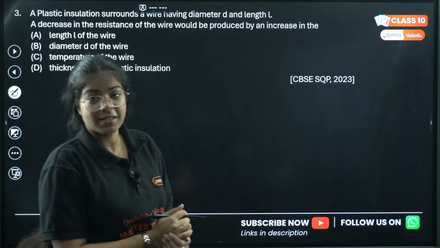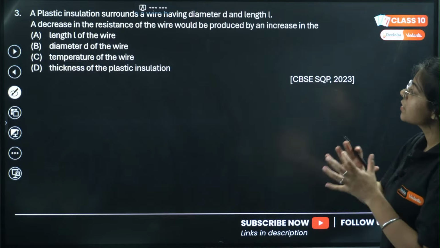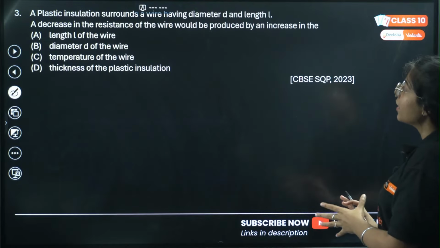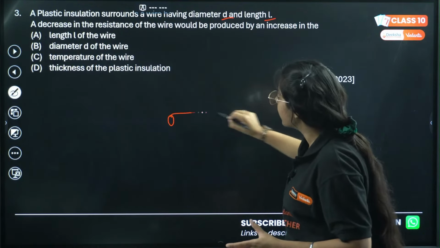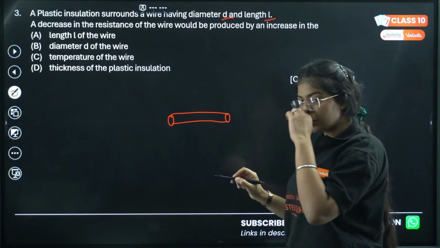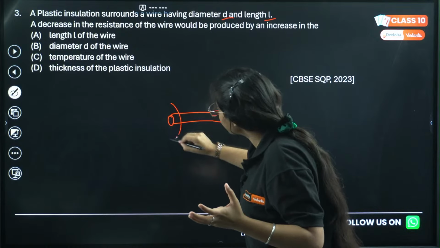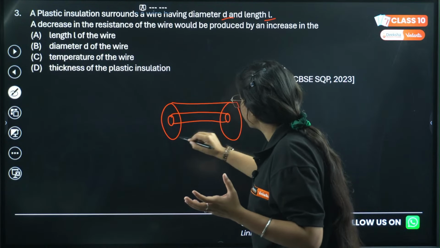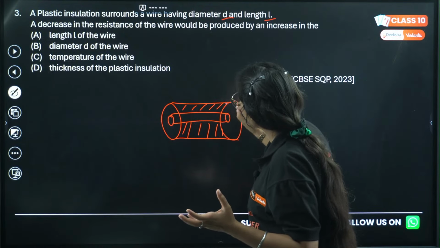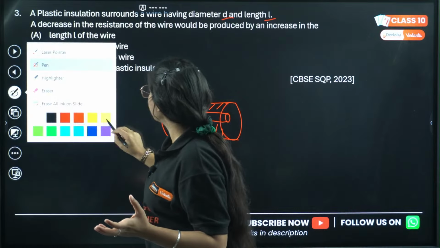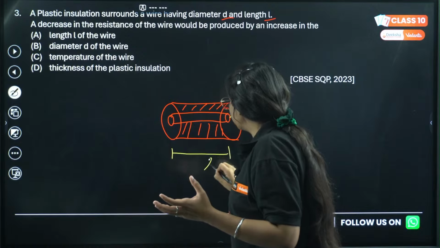The third question says a plastic insulation. Read it carefully. A plastic insulation surrounds a wire having a diameter D and length L. So I have a wire. If you draw it, you can also imagine it. You let your brain imagine it, so the concept becomes even more clear. So this is my plastic insulation and this is my wire. The wire's diameter is D and length is L, correct?